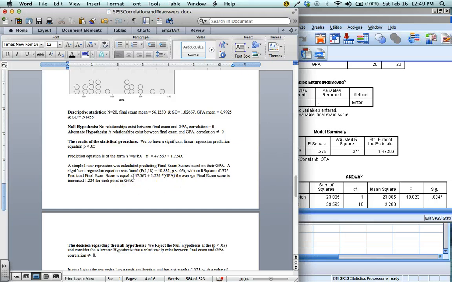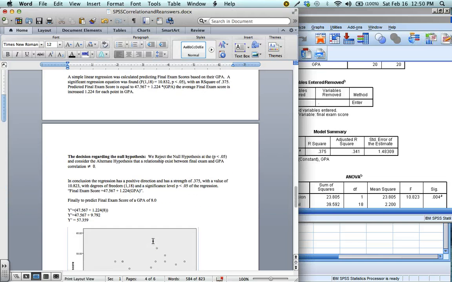So the predicted exam score is equal to this equation, 47.56 plus 1.244 times the GPA. So the average final score increases by about 1.2 points depending on the person's GPA. Then we go down to the last part here, the decision regarding the null hypothesis. Yes, we reject the null because the p-value was below 0.05. So we reject the null and consider the alternate hypothesis that a relationship does exist between exam and GPA. So the correlation is not equal to 0.